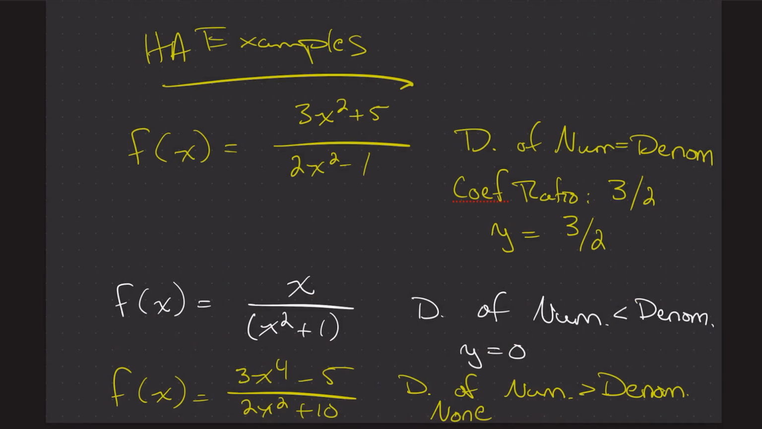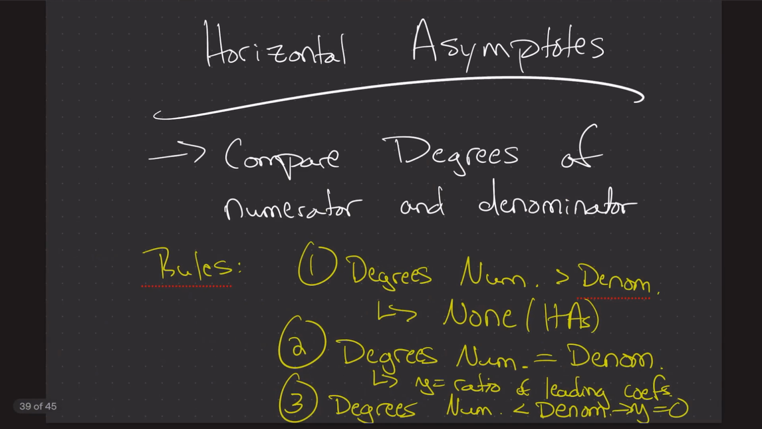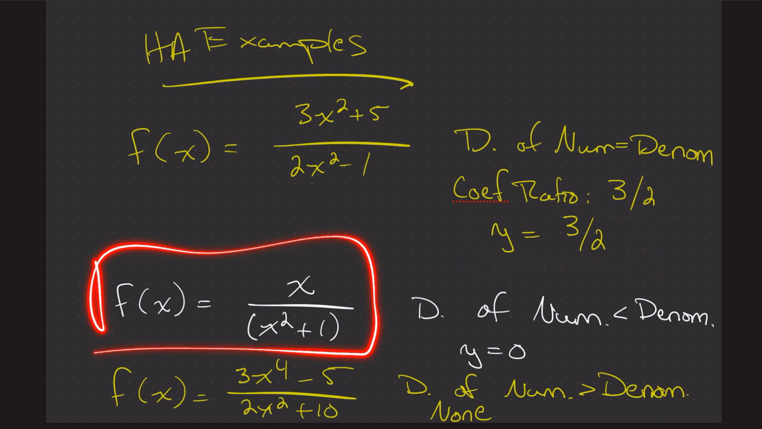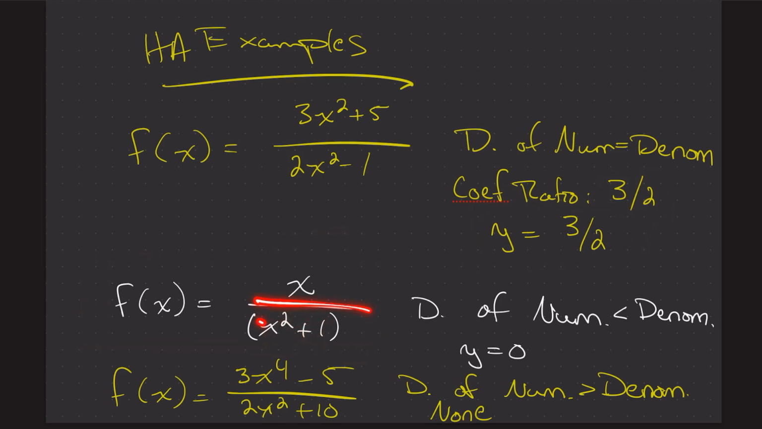So when we have f of x equals 3x squared plus 5 over 2x squared minus 1, the degree of the numerator is equal to the degree of the denominator. So, according to our rules, here's number 2. We take the ratio of the leading coefficients, 3 over 2, and y then equals 3/2. So here's our next example, f of x equals x over the quantity x squared plus 1.